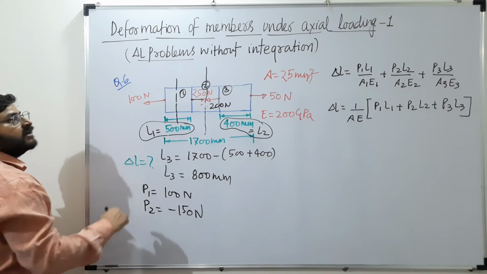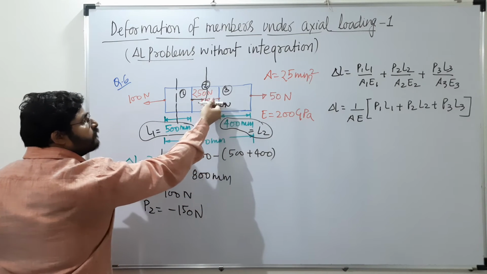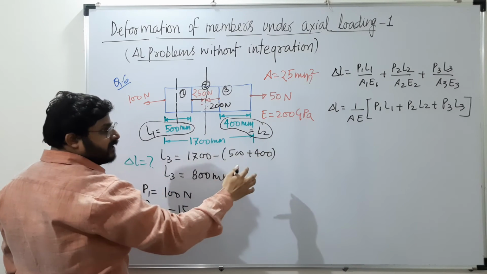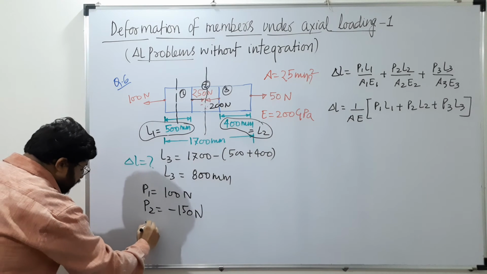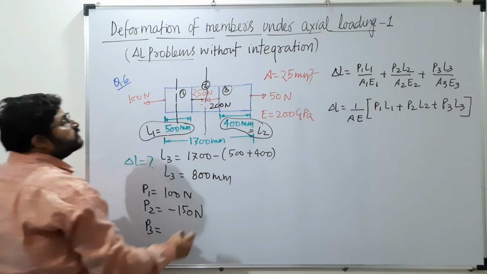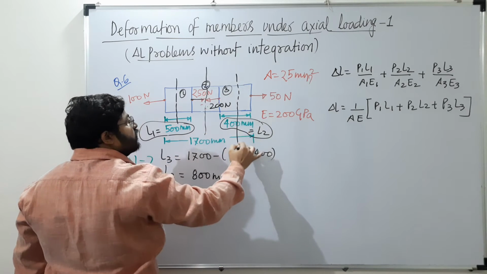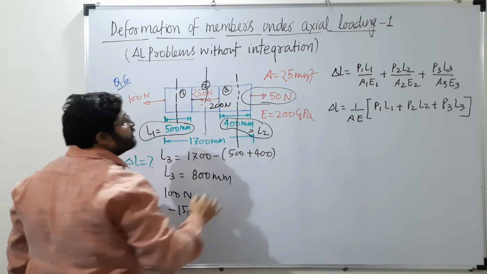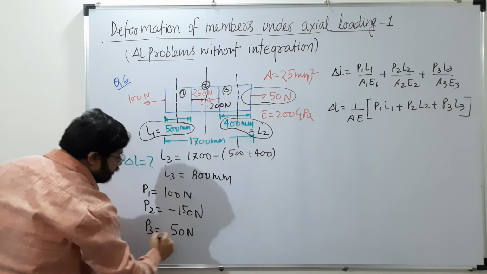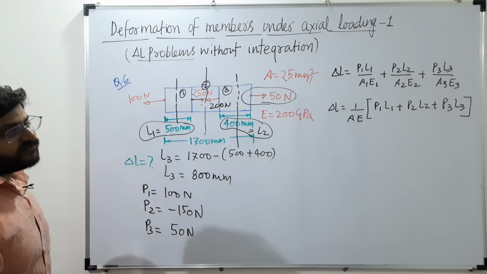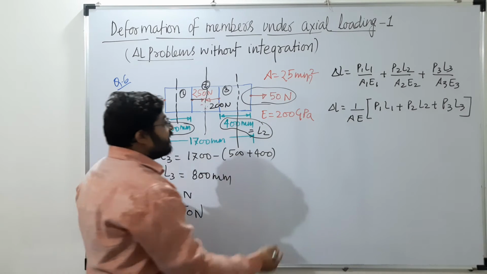Same value we will get if we take up the right section here, 200 compressive and 50 tensile. So ultimately we will be left with 150 Newton compressive. So P2 is also known to us now. Now look at the force P3. If we cut a section here, the only force on the right hand side of this section will be 50 Newton, and that too tensile, so we'll take the positive value of it. This is 50 Newton.